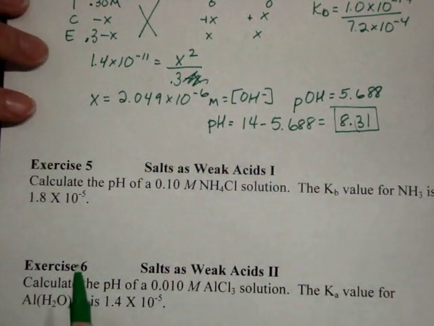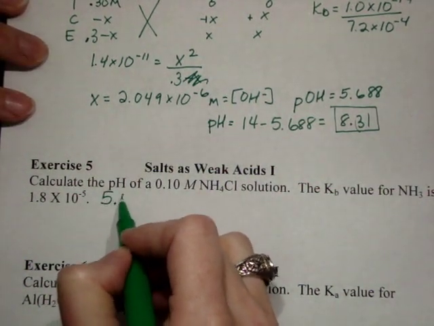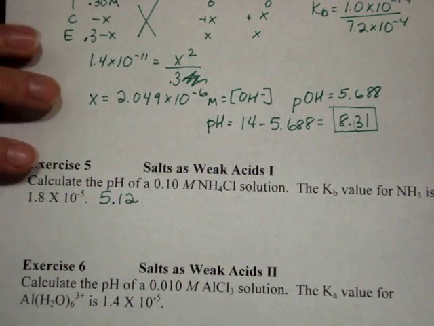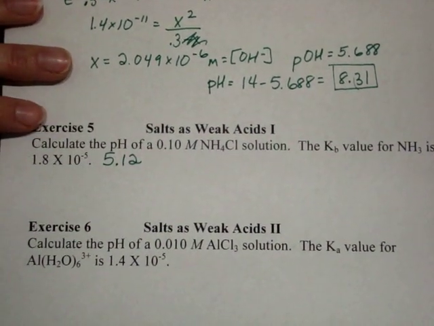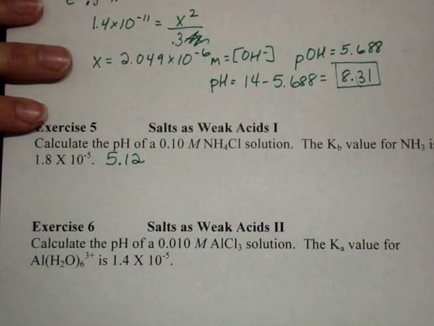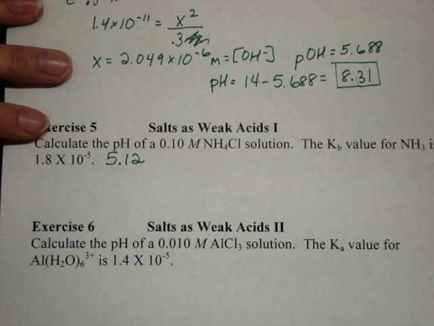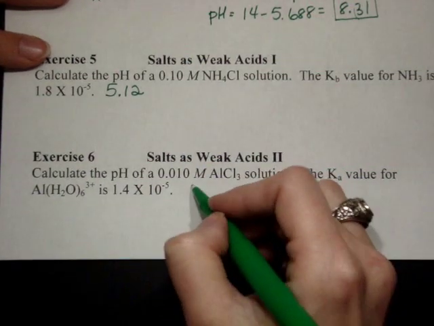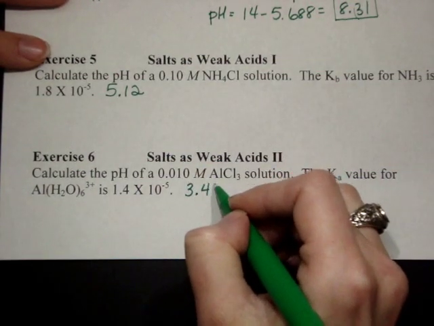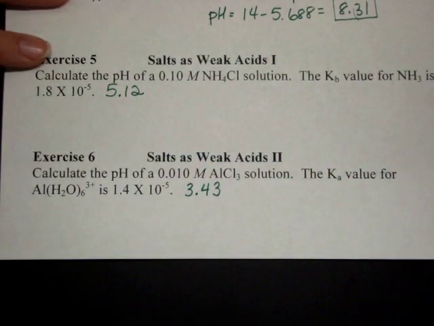For exercise 5, the pH is going to be 5.12. Again, be careful about what the original ion is acting as. Is it acting as an acid or is it acting as a base? And then for number 6, the pH is 3.43.